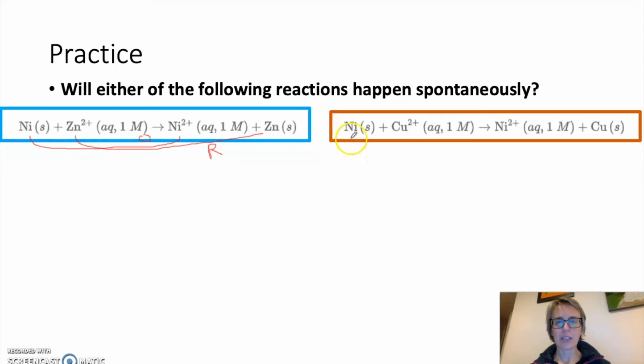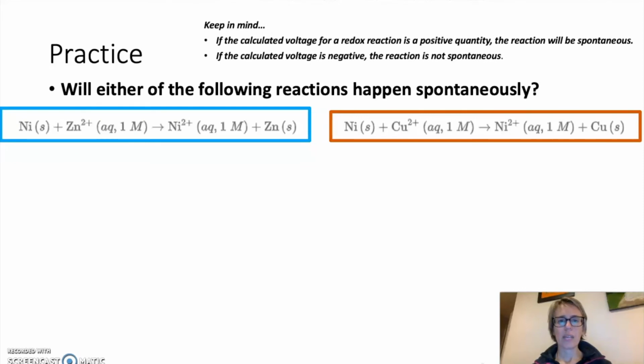And the second reaction looks very similar, but the second reactant here is the copper ions. So again, the question is, can this reaction happen? Can this nickel oxidize in the presence of copper ions, which for this to happen would have to reduce? So we kind of understand what the reactions are doing now.